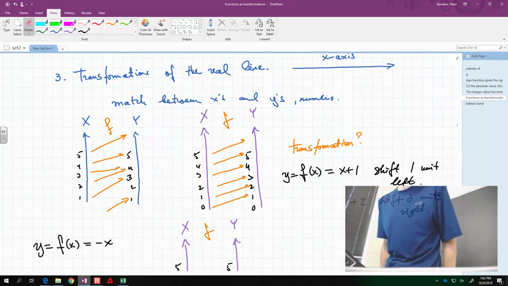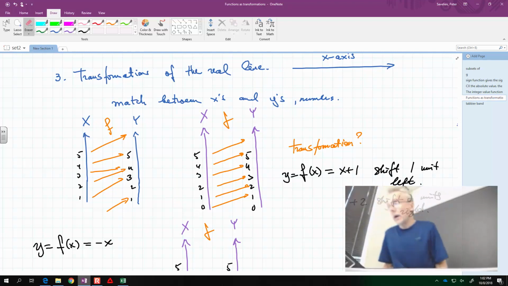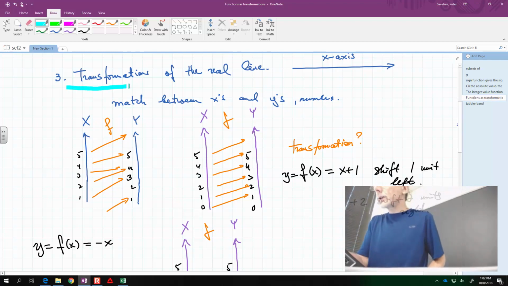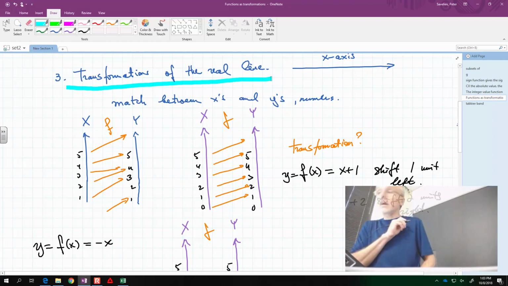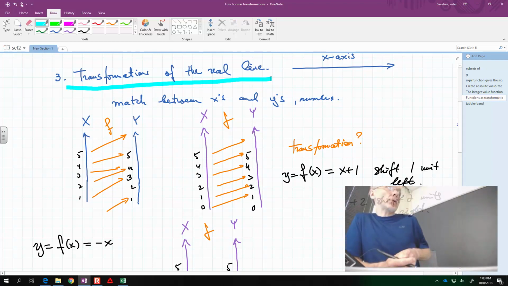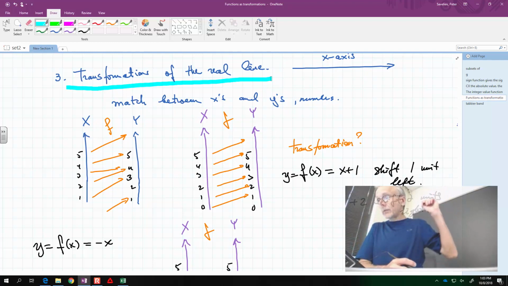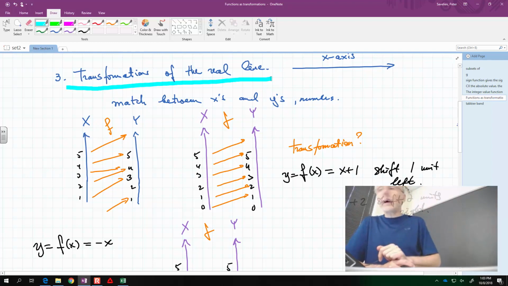Okay, let me review the very last topic, transformation functions as transformations of the real line. In other words, the x-axis. How the x-axis is transformed into the y-axis. Okay, so pictures are right here.